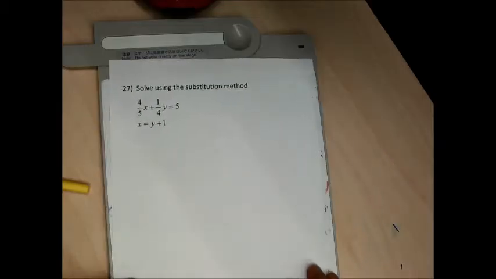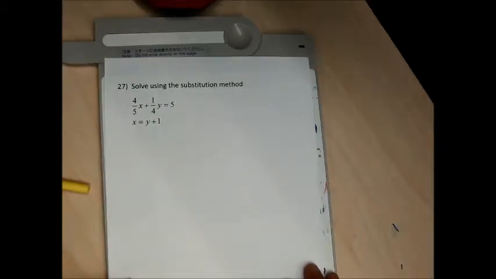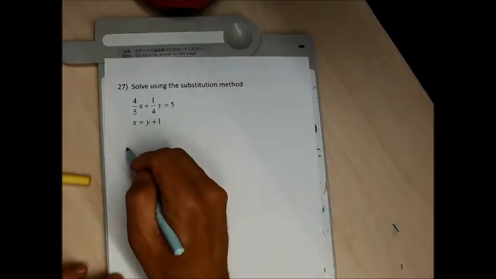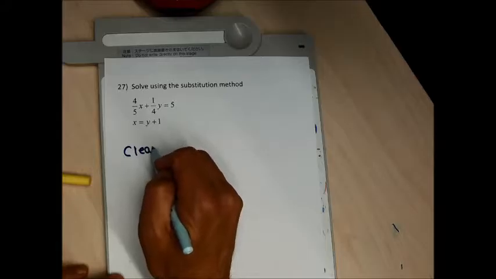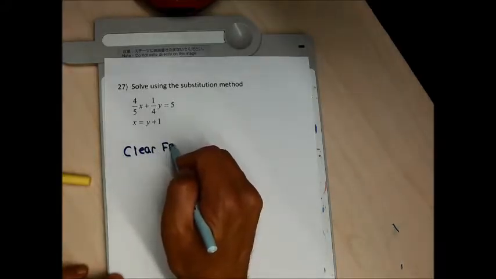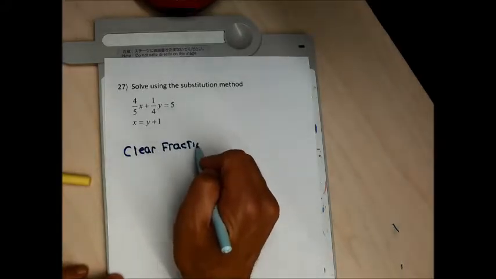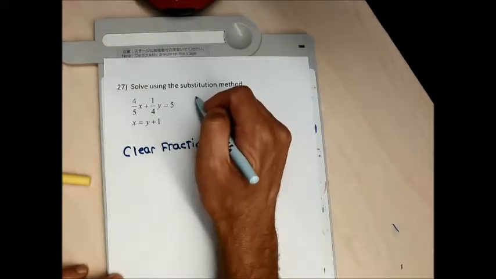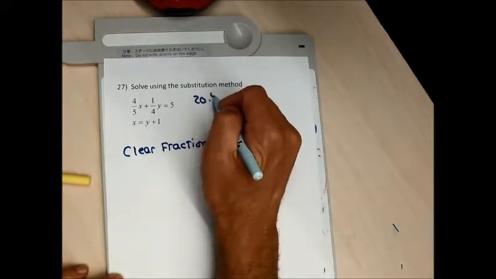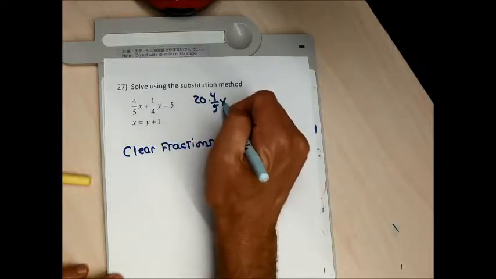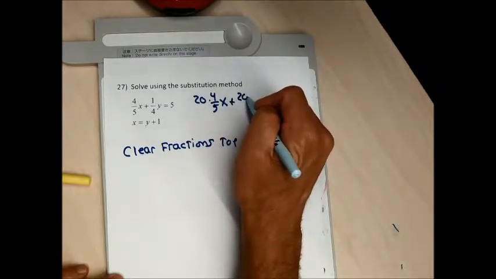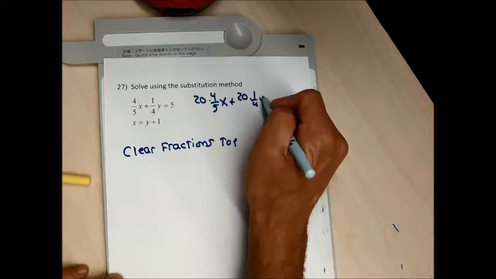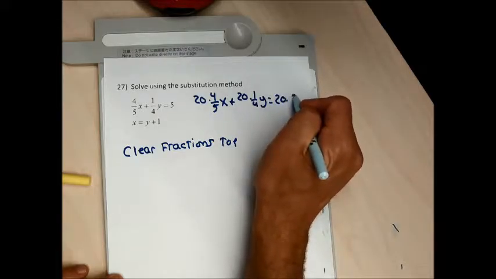All right, 27, ugly fractions. It says to solve using the substitution method. I should clean up the top equation. So I'm going to get rid of the fractions in the top equation to get started. To do that, I'm going to go 20 times 4/5 x plus 20 times 1/4 y equals 20 times 5.